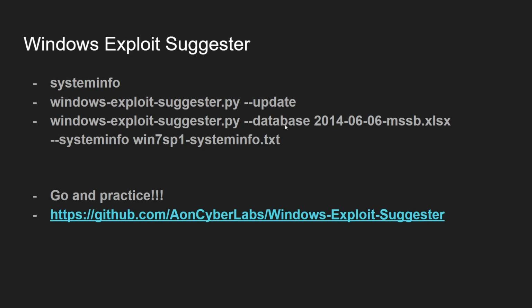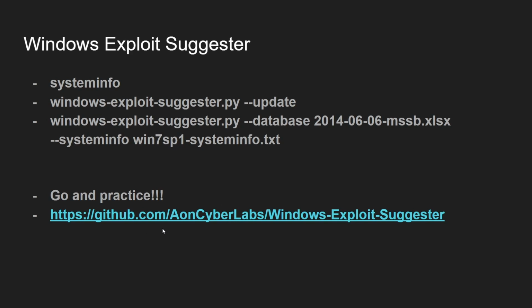And then with that, you specify with the --database parameter your spreadsheet file, which is basically all the information this tool needs to work, and then you specify your systeminfo file, wherever you saved it. So this one is Windows 7 service pack 1 systeminfo.txt, you can call it whatever you want as long as you specify where it is, and then this tool will go away and see if there's anything of interest for you. As I said, Linpeas and other tools will do that as well for you.